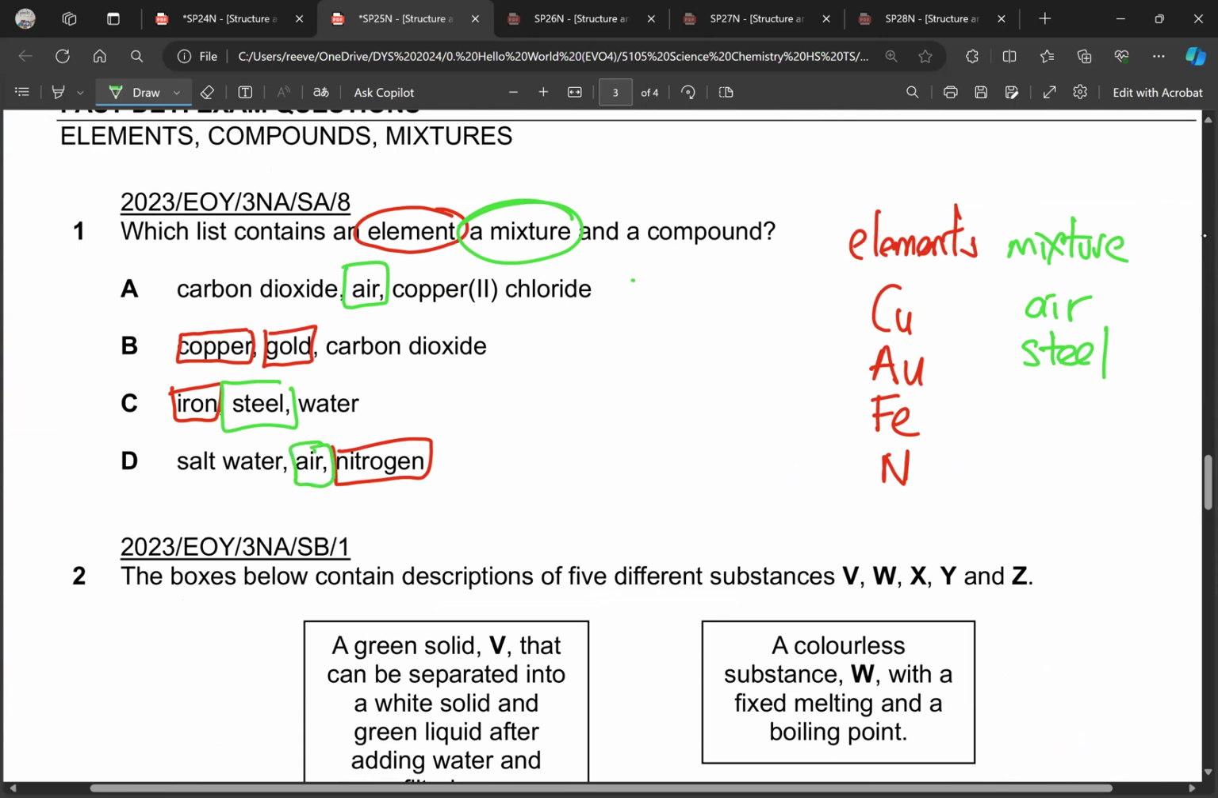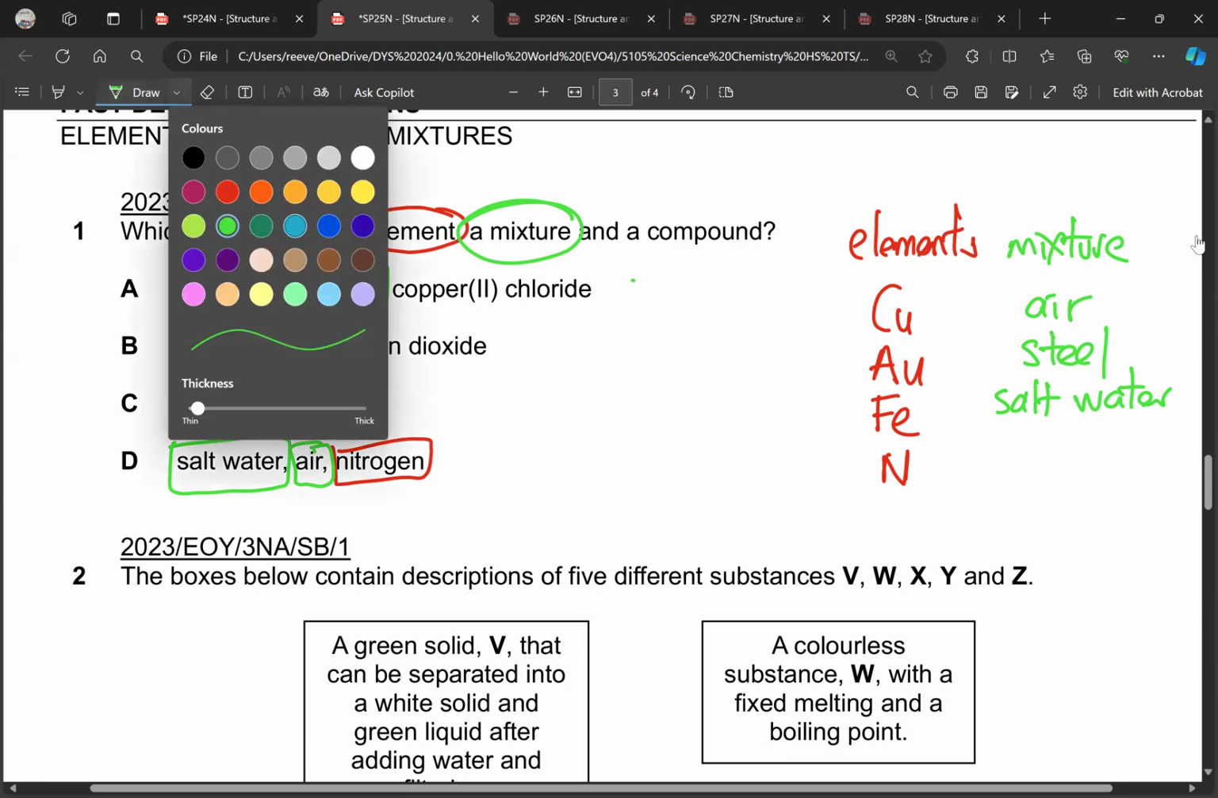This one, air, I said already. Salt water. Yeah, salt water is a mixture because it adds salt and water mixed together. So it's a mixture obviously. Salt and water means you add salt. You want to add 1 kg of salt also can. Okay, salt and water is a mixture. Okay, next.